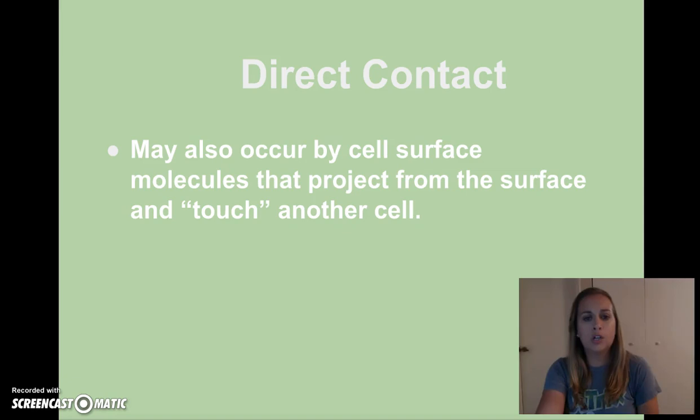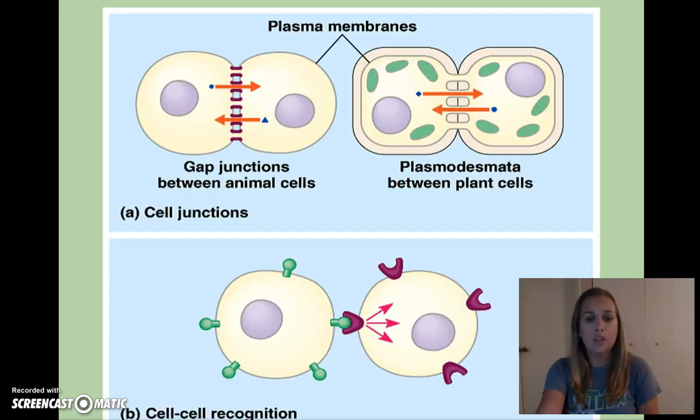This can also occur by the cell surface molecules that project from the surface, and they're actually going to touch another cell. And so this is the example down here. You have cell-to-cell recognition. So you've got molecules on the outsides of the cells that interact with each other, and then that's going to start a signal being sent within this cell over here.